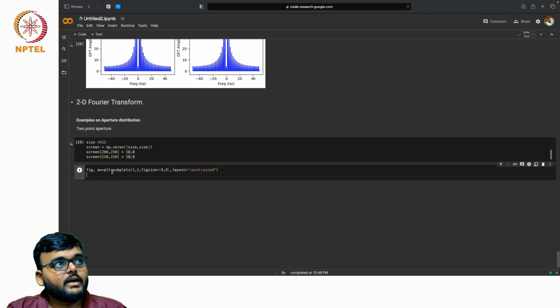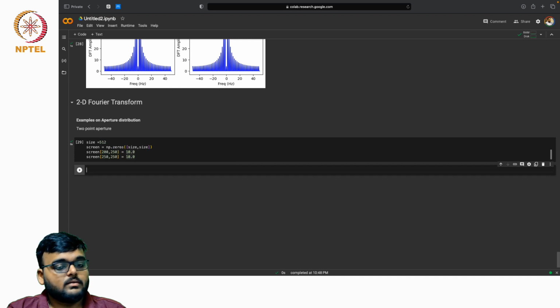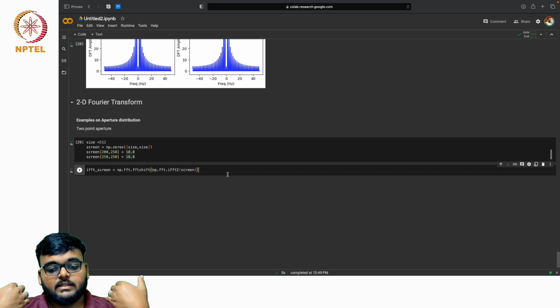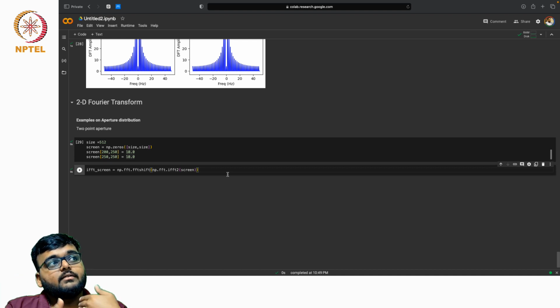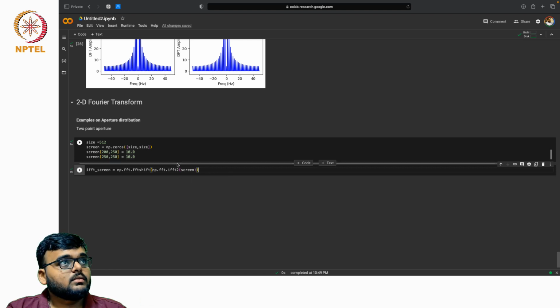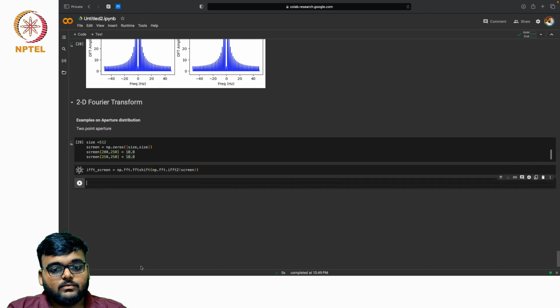an inverse Fourier transform screen. So what we have here, we have a 2-point source for which we are doing an inverse Fourier transform to get the electric field distribution on the aperture, or instead of doing IFFT we can do FFT also. Let's first see what we are getting.